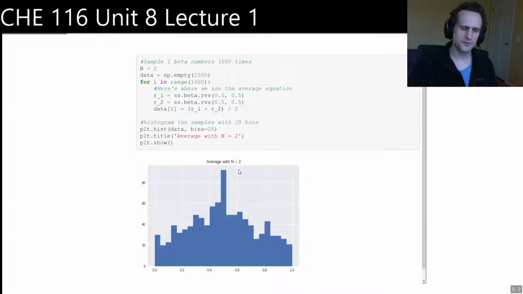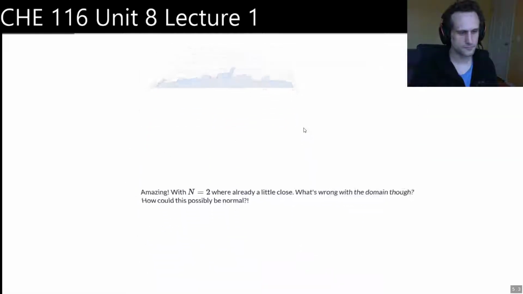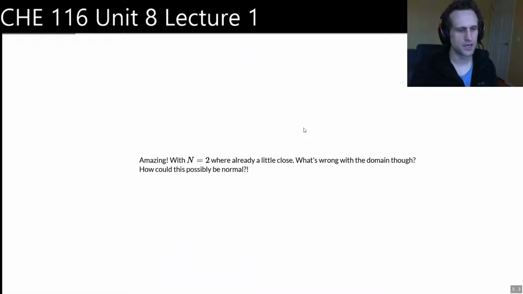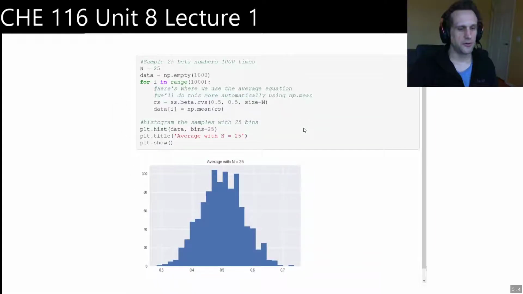So n equals 2, if you squint, you might think that looks a little bit like the normal distribution. Okay, so we took two random variables, summed them, and now that is going to give us something that looks maybe a little bit like the normal distribution. Okay, so now we go to 25 samples.